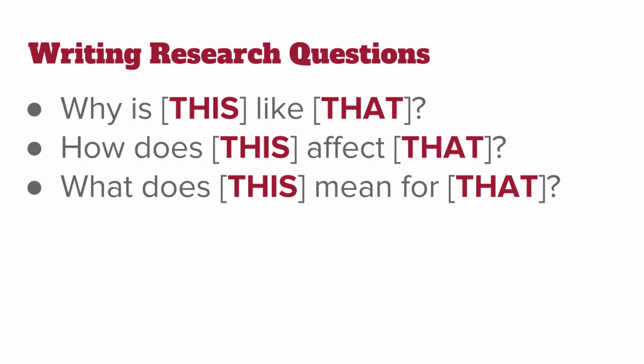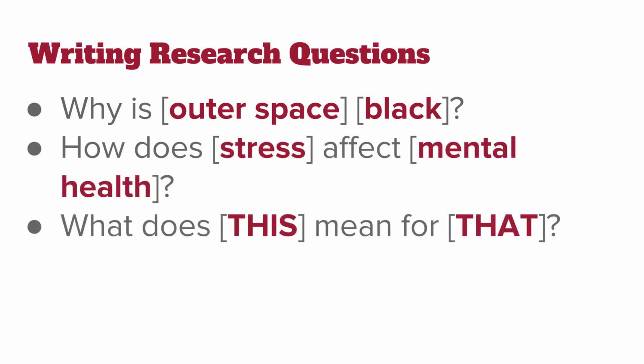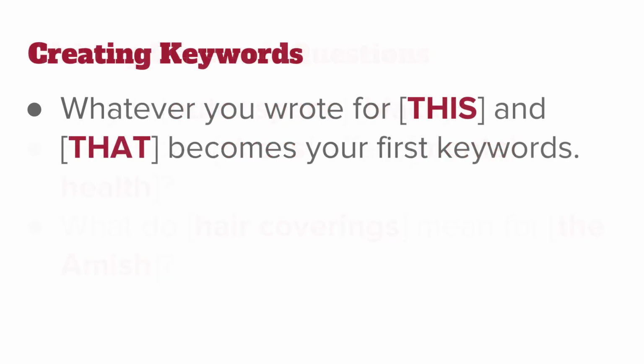We already know that a good research question should always have two parts to it, this and that. For example, why is outer space black? How does stress affect mental health? Or what do hair coverings mean for the Amish? When we write our research questions like this, it's very easy to pick out the most important words. Whatever you wrote for this and that are your first keywords. They describe your topic in simple words the computer can understand.